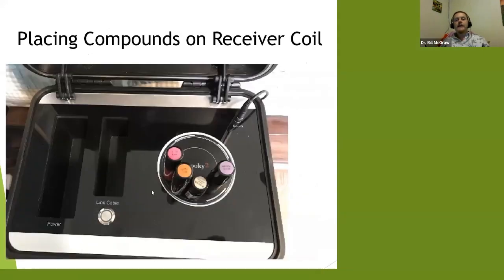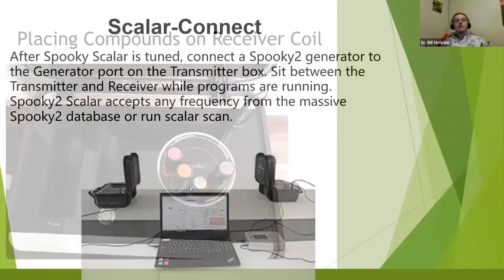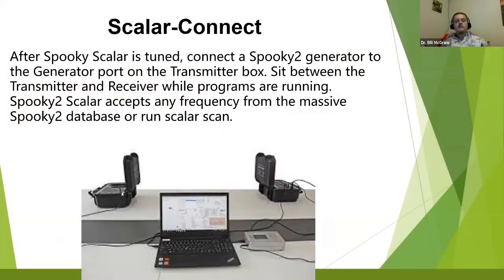Now, also you can place compounds on the receiving end of the black box. So over here, let's go back to this. This right here is the receiver scalar box. We put essential oils there, and then we receive the frequency energy of the essential oils into the scalar field, which is right here. So any compound that is beneficial, we just put it on the receiver coil, and then that frequency of that compound is passed through the scalar field.